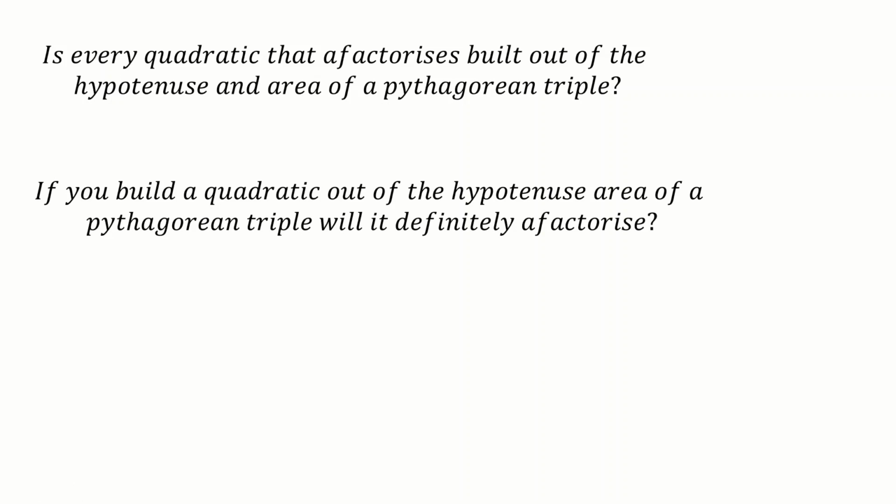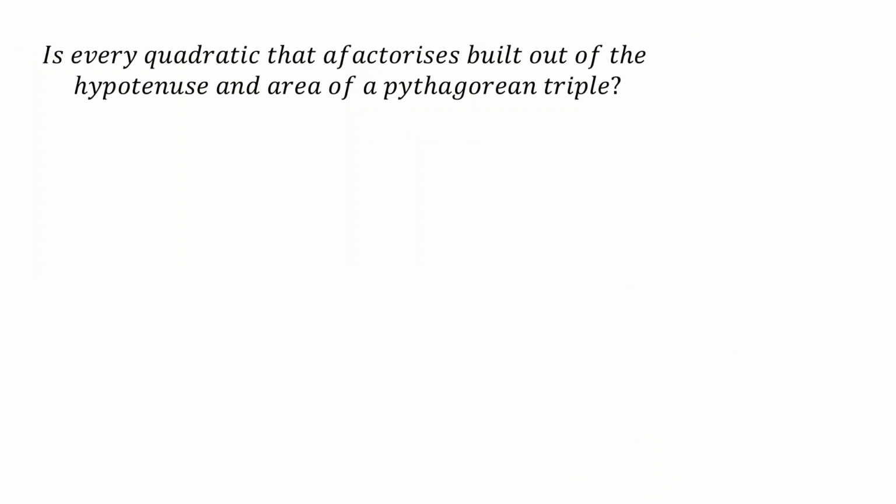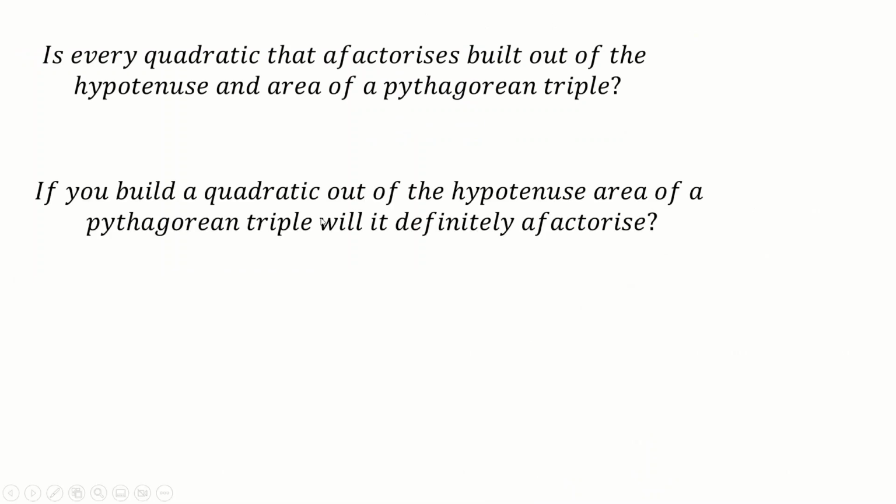Firstly, is every quadratic that factorizes built out of the hypotenuse and the area of a Pythagorean triple? In other words, for every quadratic that factorizes like this, do you need to have the hypotenuse of a Pythagorean triple here and the area here? Do you need that? And likewise, if you take a Pythagorean triple and build a quadratic out of it, will it definitely factorize? Those are two different questions, and you need to answer both, really, in order to fully understand this question. And this is kind of where I'm going to leave you.